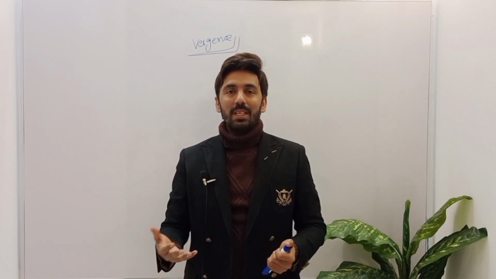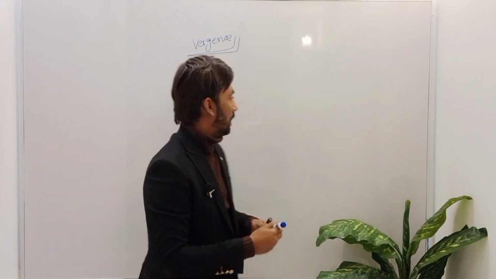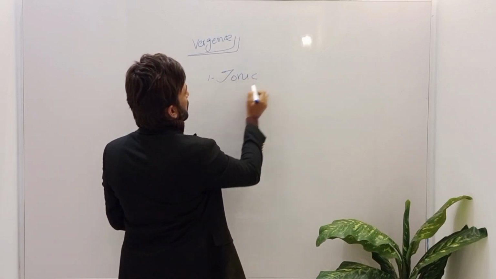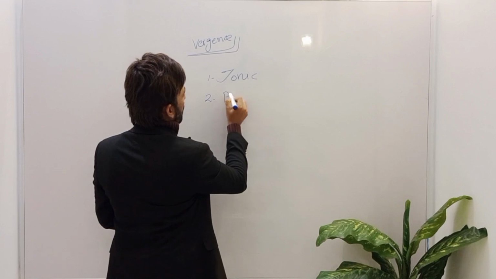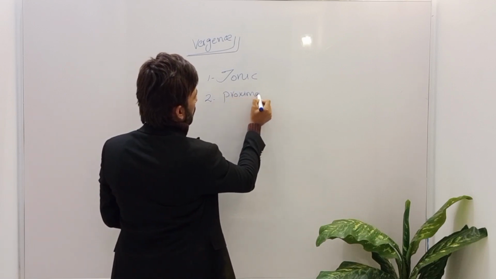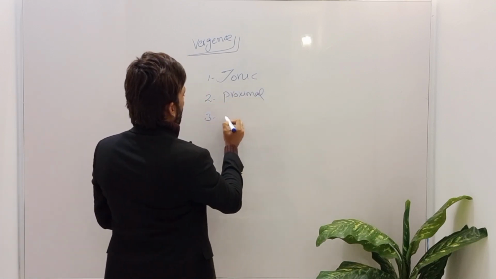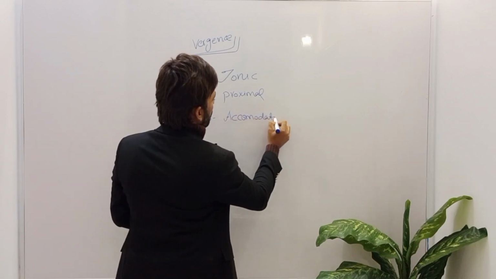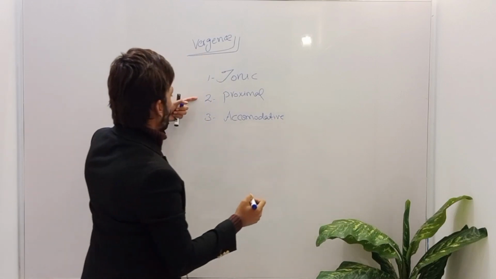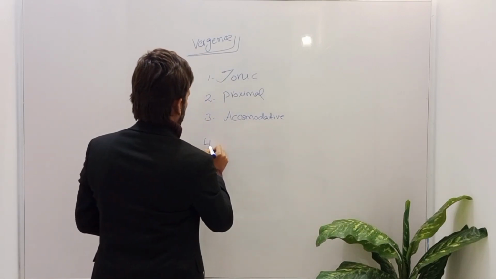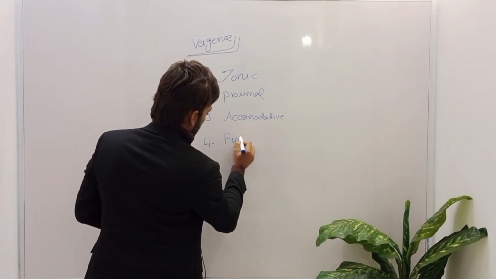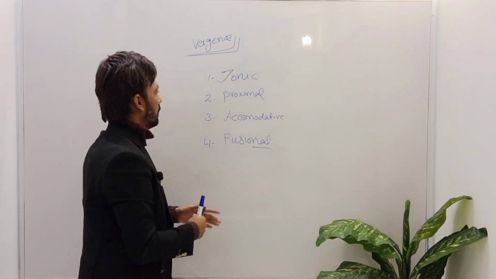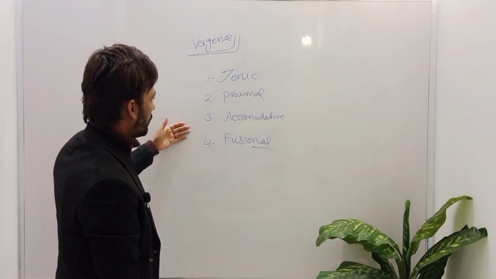So convergence has 4 different types. The first one is called the tonic convergence. The second one is called proximal convergence, right? The third one is called accommodative, right? First one is tonic, proximal, accommodative, and the fourth one is the fusional. And now we will discuss these 4 types of convergence briefly.